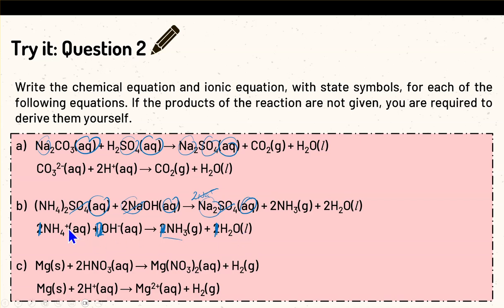Next, we check the charge, whether the charges are balanced. 1 plus, 1 minus. So 1 plus and 1 minus, it is balanced.